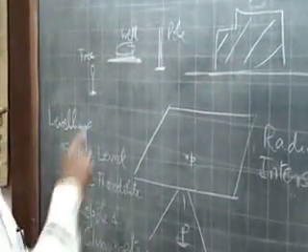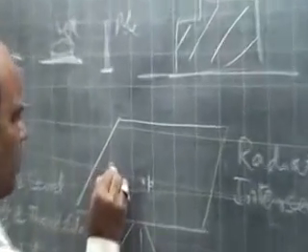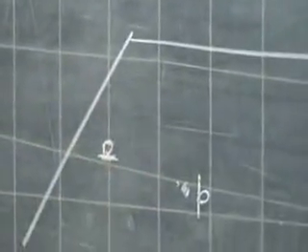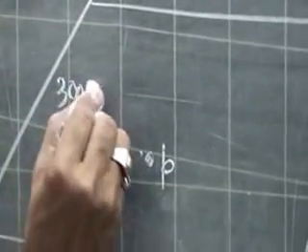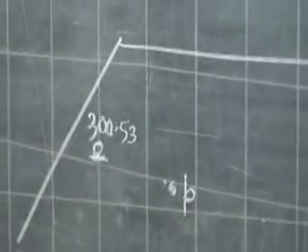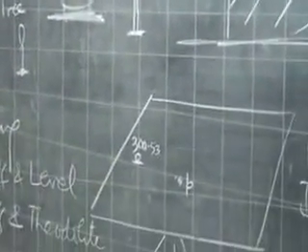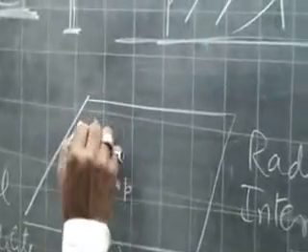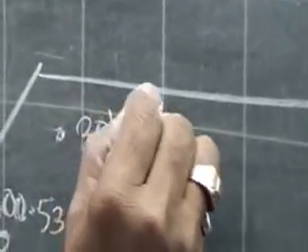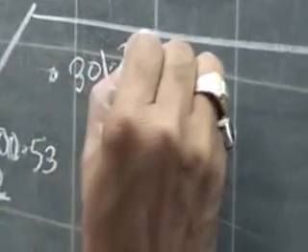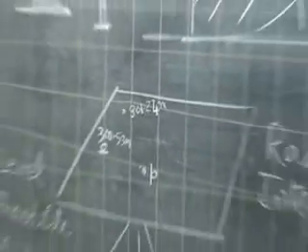Suppose the elevation of the base of the tree, which I have already plotted, comes out to be 300.53 meter. Now we will determine the elevation of the well location. Suppose the elevation of the well location comes out to be 301.24 meter. So we will write the elevation values on the plane table itself.